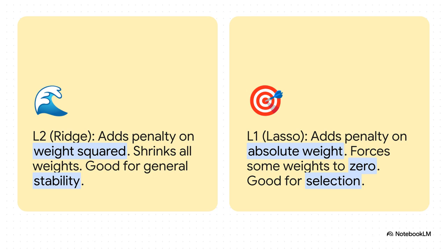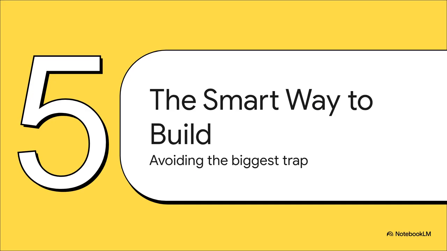The second is L1, or lasso regression. It penalizes the absolute value of the weights. And this has a really cool side effect. It can actually force the weights of the least important features to go all the way down to exactly 0. So it doesn't just stabilize the model, it actually cleans it up by doing feature selection for you automatically. Super powerful stuff.